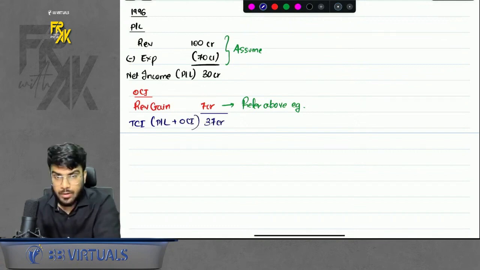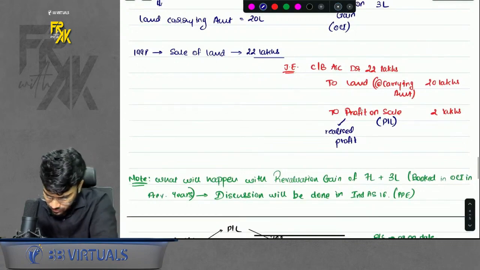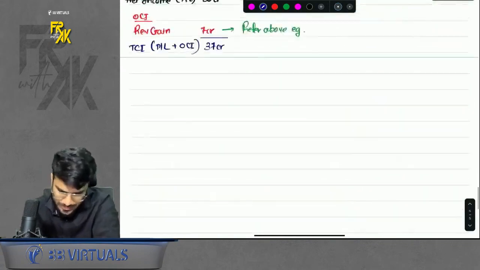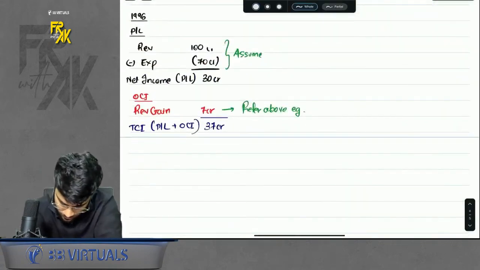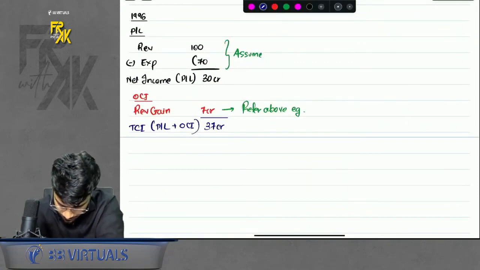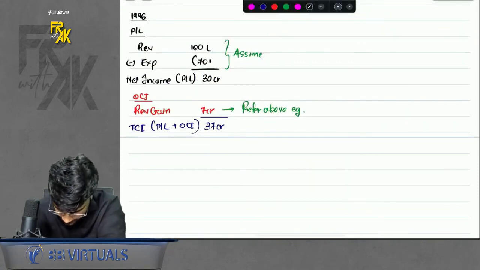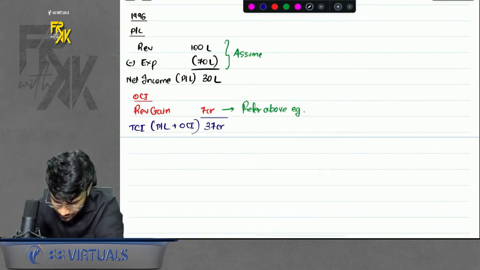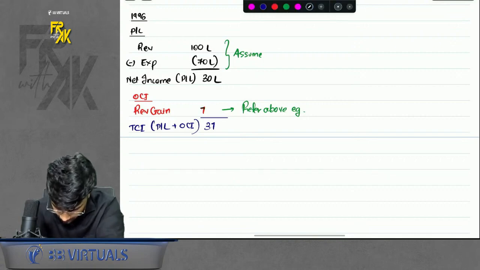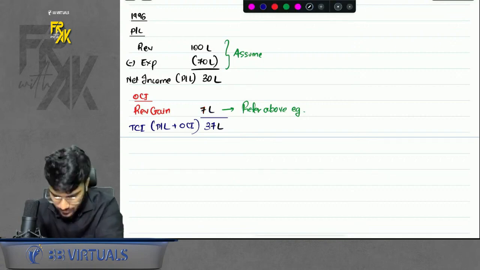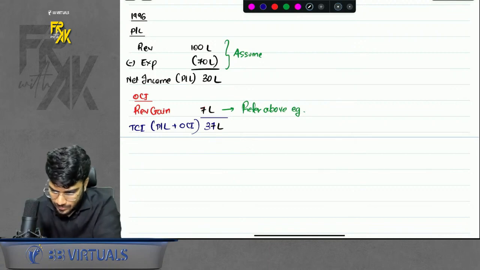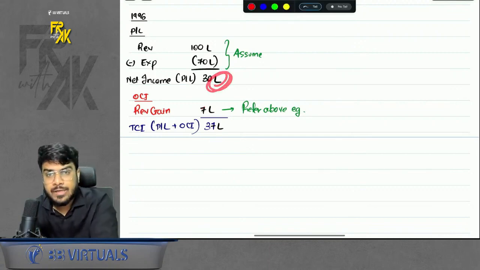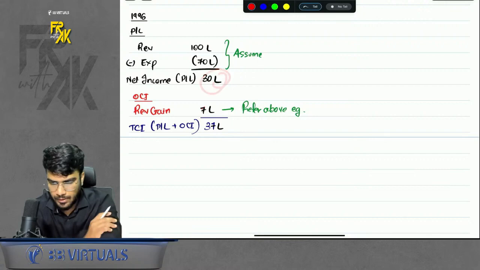Now, okay, was it lakhs or crores? Sorry. Let's make it lakhs. 7 lakhs, 37 lakhs. Whenever there is any change in the figures, please let me know. Okay, don't worry. Okay, 7 lakhs.